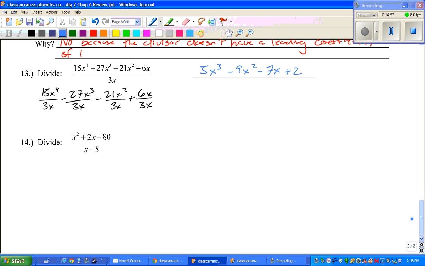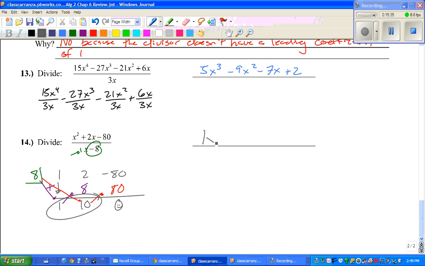Okay, in number 14, we can use synthetic division because our leading coefficient is 1. So I'm going to take the opposite of that and then write down all of my coefficients, 1, 2, and negative 80. Drop the 1 down. 8 times 1 is 8. Remember that we add these numbers to get 10. 10 times 8 is 80. And then negative 80 plus 80 is 0. So our answer right there would be 1x plus 10.